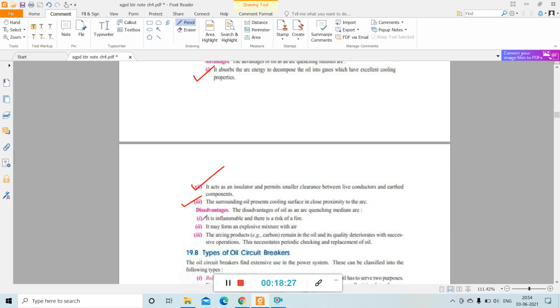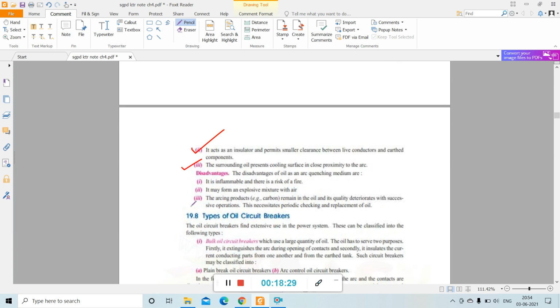Okay, so it has some disadvantages also. See, what are those? It is inflammable and there is a risk of fire. Obviously, it may form an explosive mixture with air. The arcing products like carbon remain in the oil and its quality deteriorates with successive operation. So it necessitates periodic checking and replacement of oil.